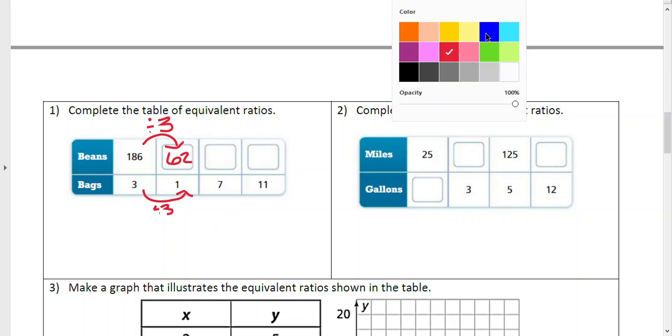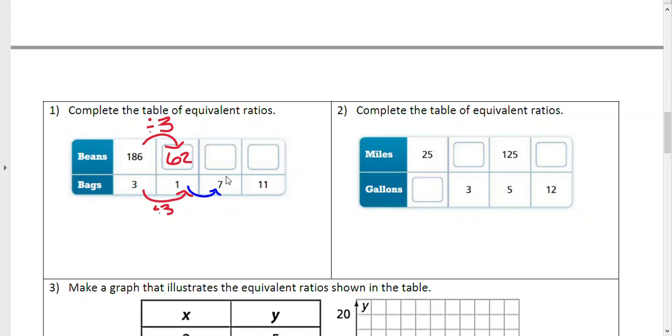Now, if I continue to move forward in that table, I'm going to move from the 1 because that's the most simplified form, and I'm going to go to 7. So 1 times 7, so then I have to do 62 times 7. And 62 times 7 gives you 434. And then again, I'm going to go back to the 1, and I'm going to come out to the 11. So 1 times 11 would be 11. And 62 times 11 would be 682.